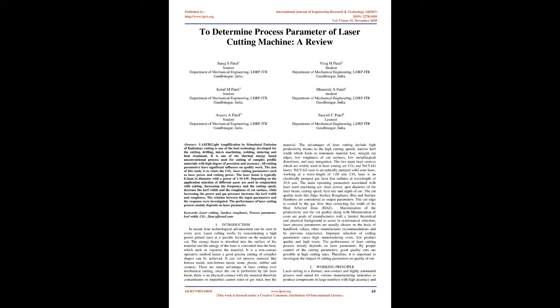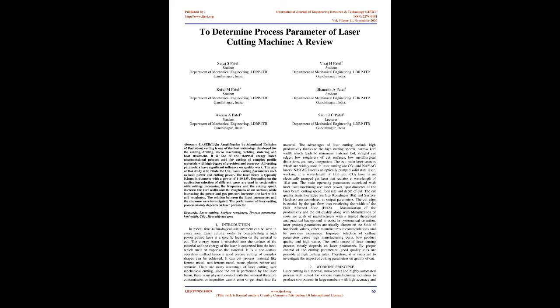The two main laser sources which are widely used in laser cutting are CO2 and ND-YAG lasers. ND-YAG laser is an optically pumped solid-state laser, working at a wavelength of 1.06 micrometers. CO2 laser is an electrically pumped gas laser that radiates at wavelength of 10.6 micrometers. The main operating parameters associated with laser-used machining are laser power, spot diameter of the laser beam, cutting speed, feed rate, and depth of cut. The cut quality traits like edge surface roughness, Ra, and surface hardness are considered as output parameters. The cut edge is cooled by the gas flow, thus restricting the width of the heat affected zone, HAZ.